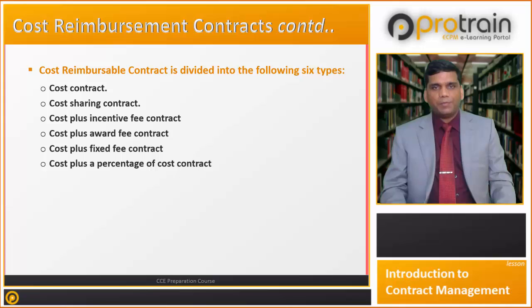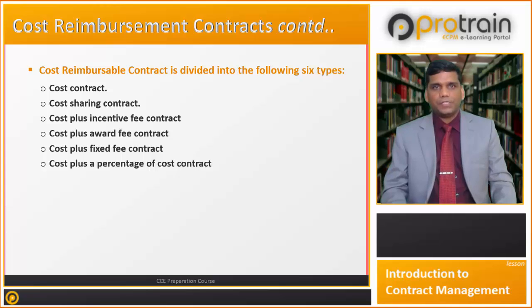Cost reimbursable type contracts are divided into the following 6 categories: cost contract, cost sharing contracts, where the employer and contractor share the cost, cost plus incentive fee contract, cost plus award fee contract, cost plus fixed fee contract, and cost plus a percentage of cost contract. A detailed discussion on the above classification is a subject of a separate class.